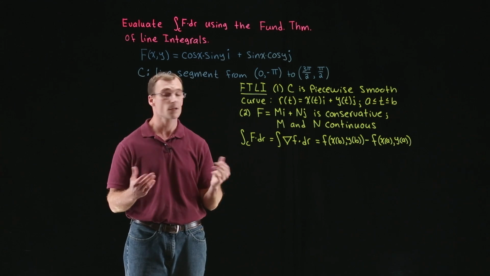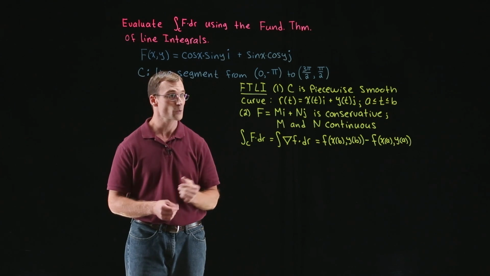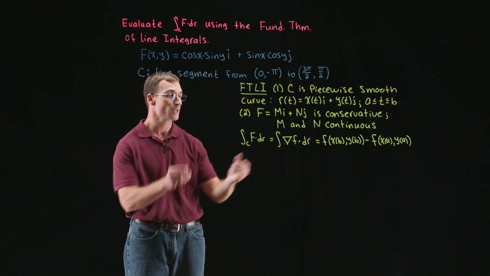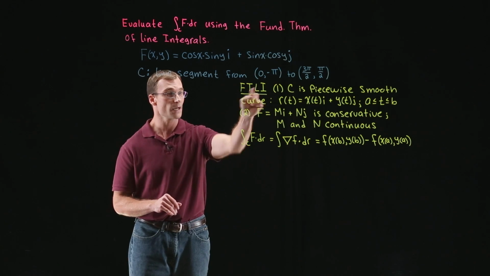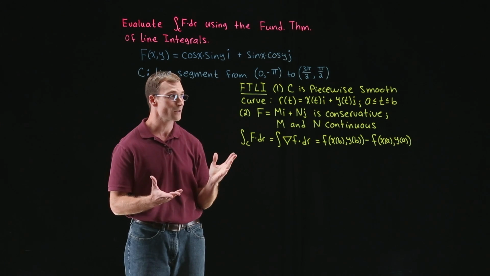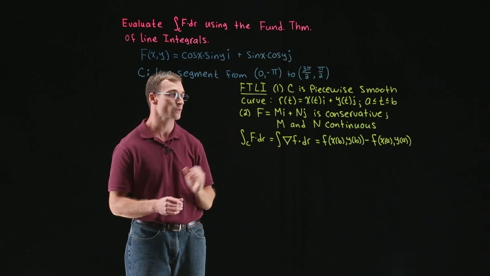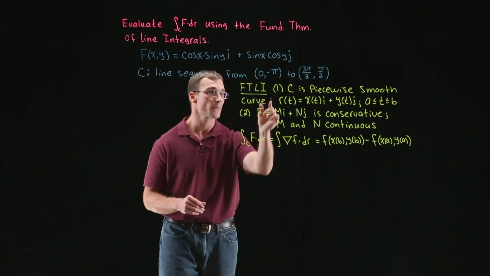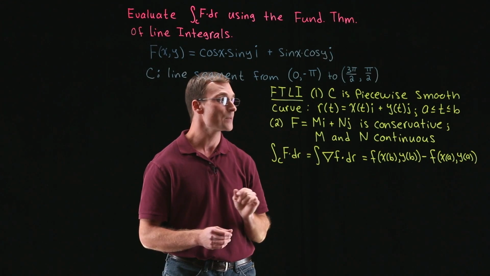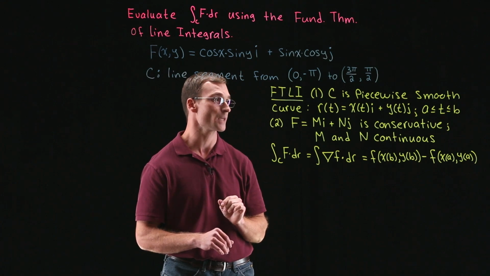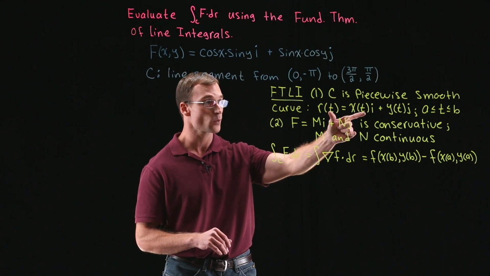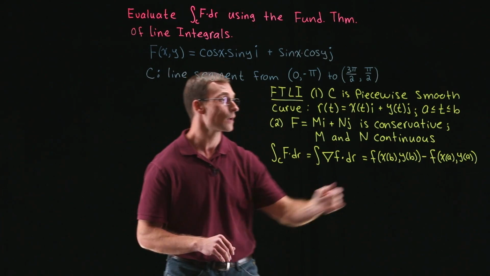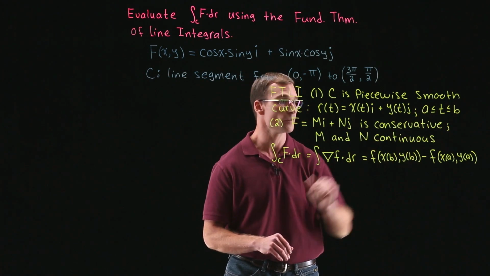So to use our fundamental theorem of line integrals, first we have some conditions that we have to check. Here's a bullet-pointed list of our fundamental theorem of line integrals, and it looks scarier than it actually is. First, we need our curve C to be a piecewise smooth curve, and it can be given by some parametrically defined equation, this r of t, where t is between some a and b.